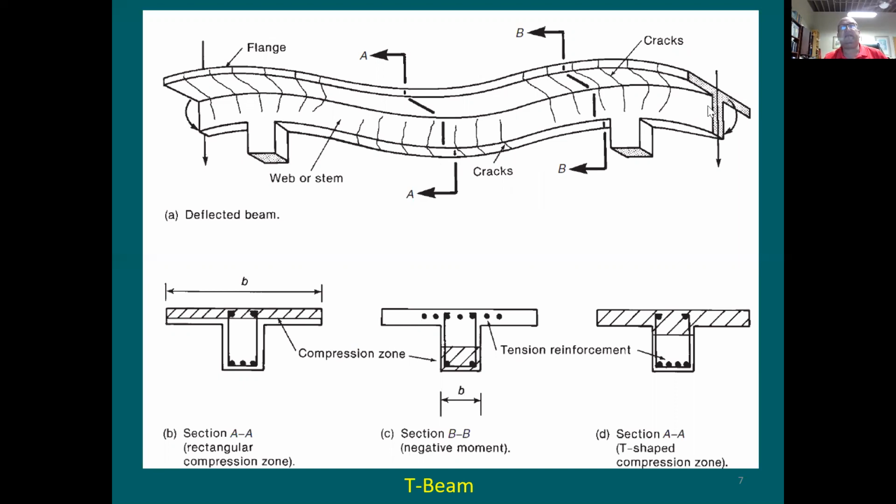And look here at the expected deformed shape. Here, you're going to have cracks at the bottom. It's going to be positive. Cracks at the top makes sense. It's going to be negative moment.